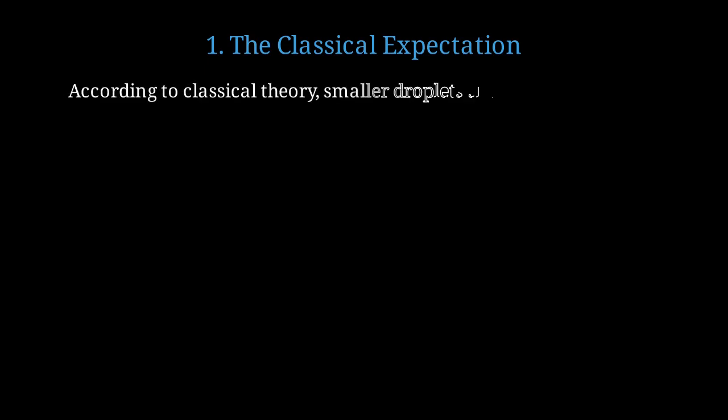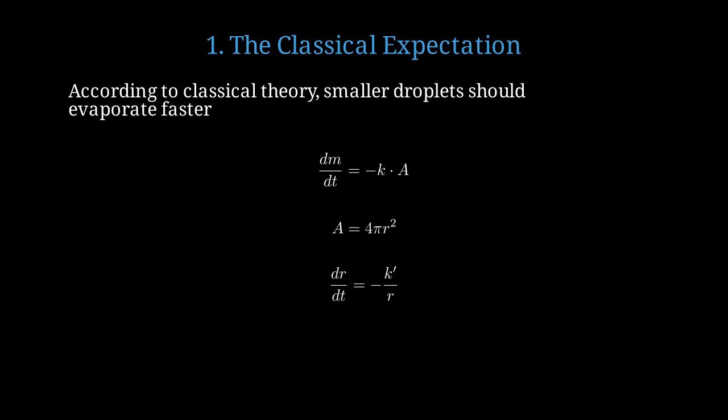Let's start by understanding what classical physics predicts about evaporation. Classical physics tells us that as a droplet gets smaller, it should evaporate faster and faster. The evaporation rate is proportional to the surface area, where m is mass, T is time, K is the evaporation constant, and A is surface area. For a sphere, the surface area equals 4 pi r squared. This means the rate of radius change should be inversely proportional to radius.